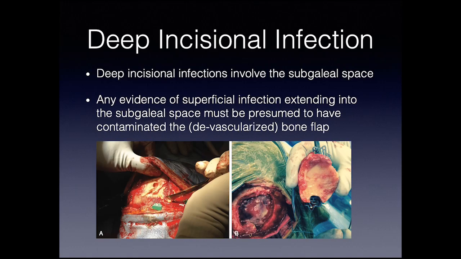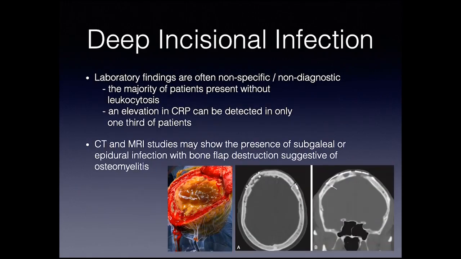A high index of suspicion is necessary to diagnose bone flap infection because laboratory markers and imaging findings are often nonspecific. Most patients have a normal white count upon presentation, and only about a third of patients present with elevated inflammatory biomarkers. CT and MRI studies may show the presence of subgaleal or epidural infection with bone flap destruction suggestive of osteomyelitis. Hardware failure with surrounding bone lucency may also indicate infection.